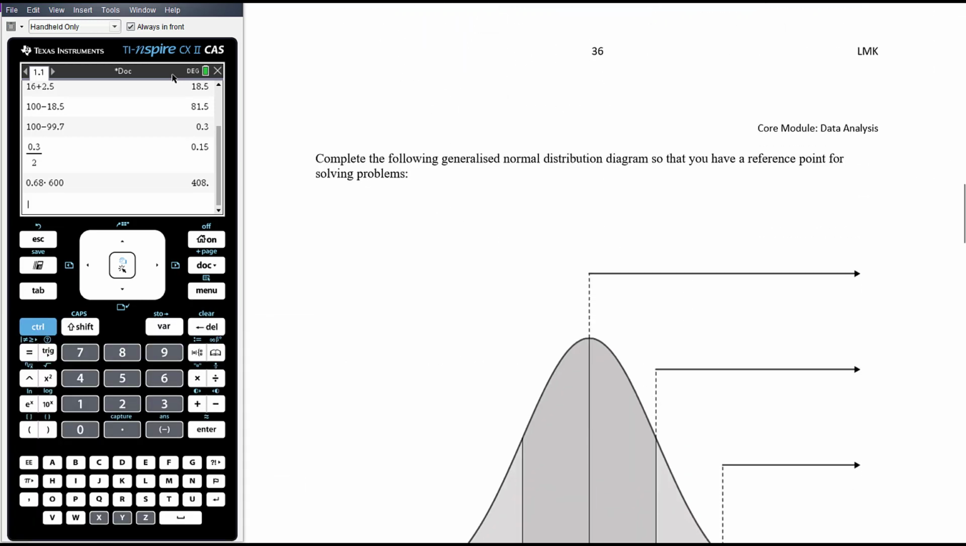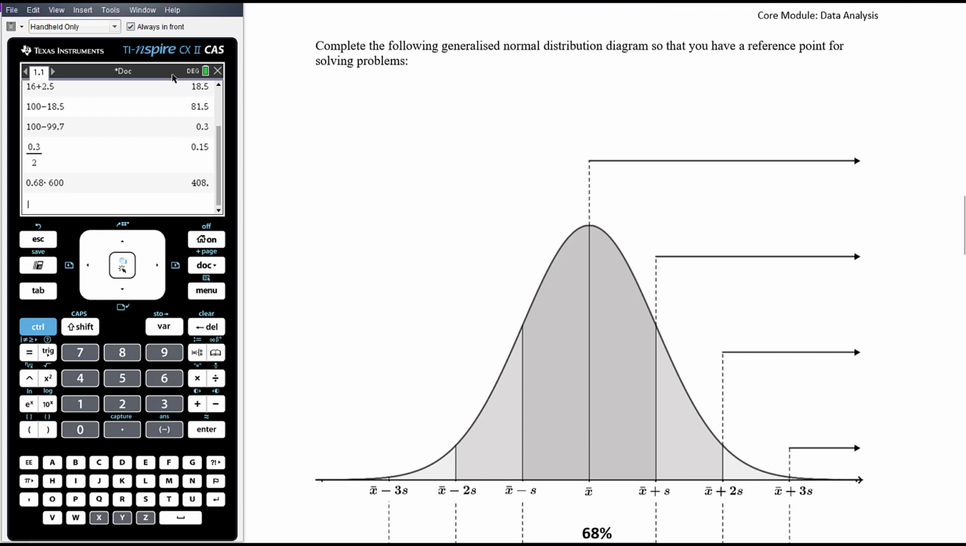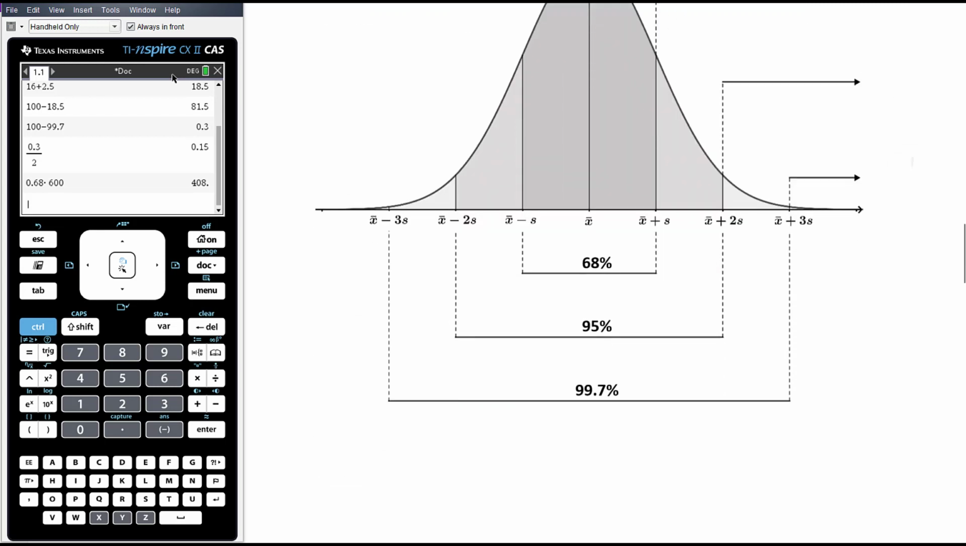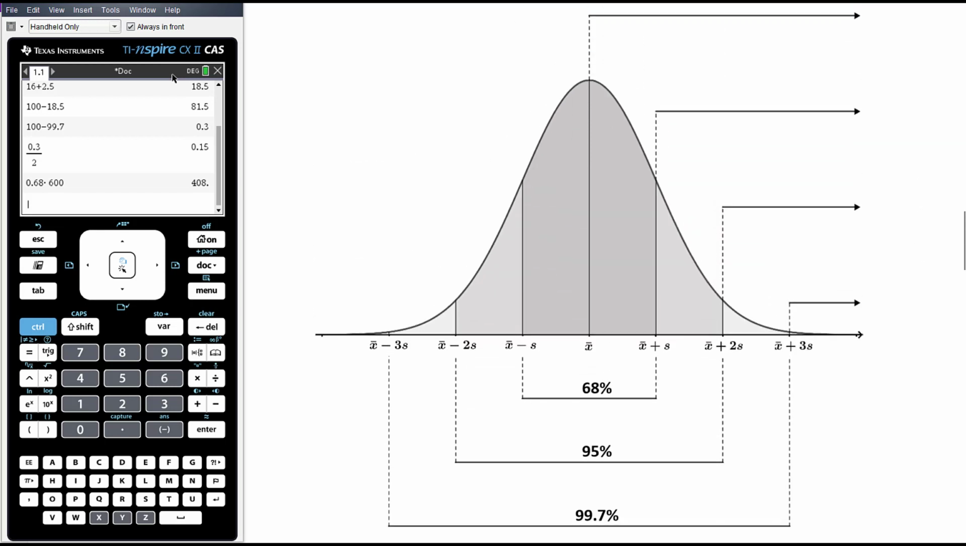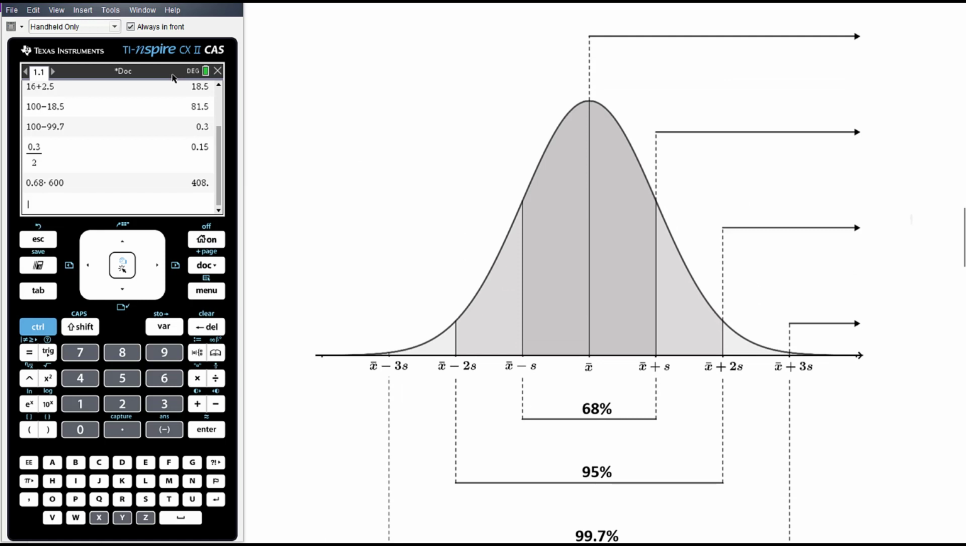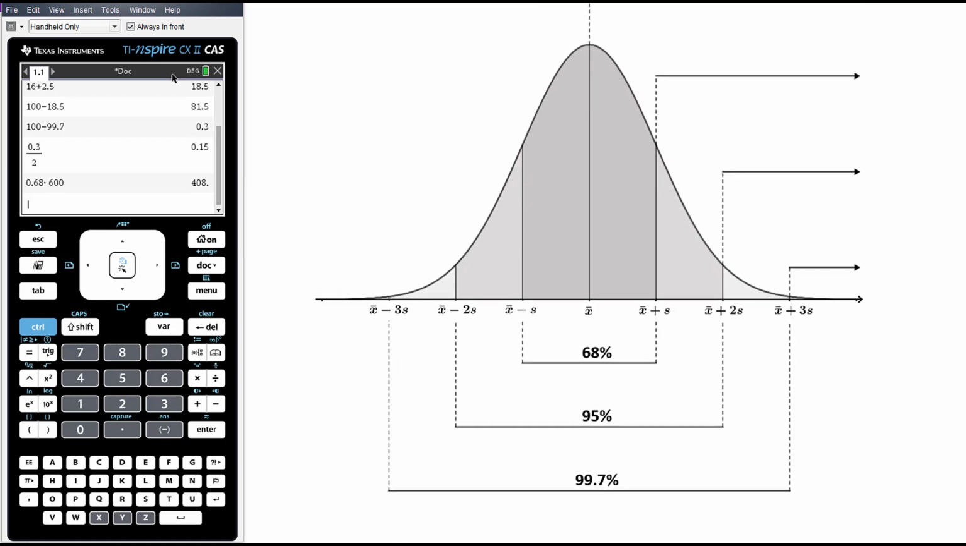Complete the following generalised normal distribution diagrams so that you have a reference point for solving problems. If we think through this general diagram, you should be able to answer any of these problems really efficiently yourself. We already know I've filled in our 68, 95 and 99.7. Between the mean minus 1 standard deviation and the mean plus 1 standard deviation, we get 68% of the distribution.